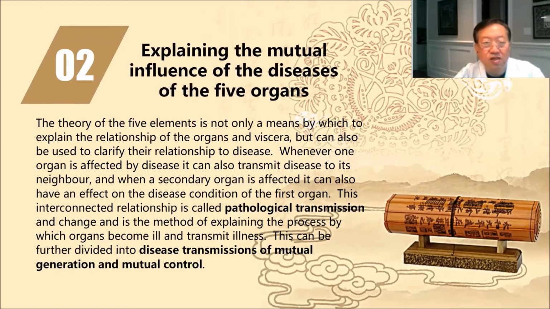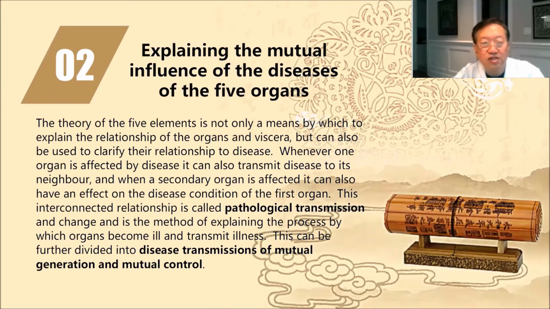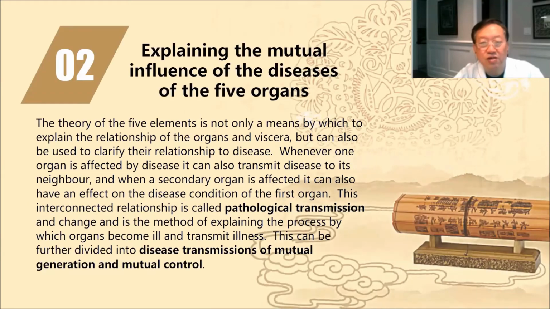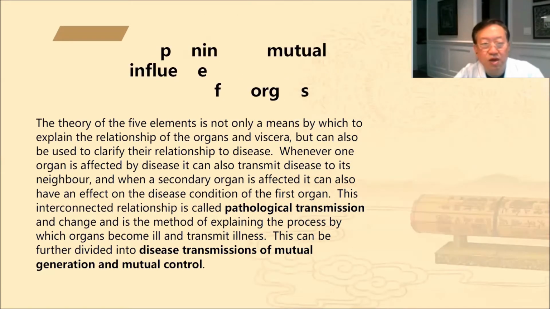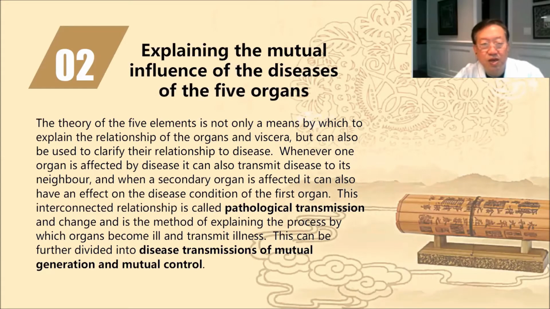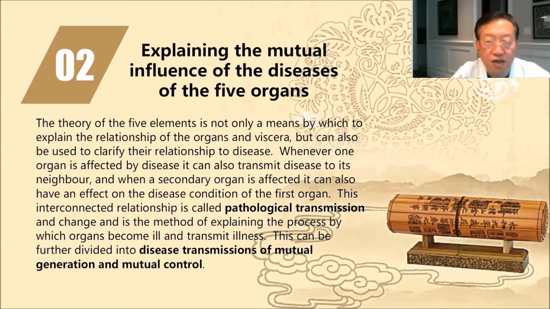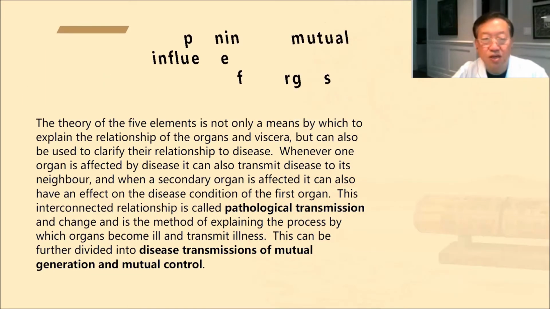Whenever one organ is affected by disease, it can also transmit disease to its neighbor. And when a secondary organ is affected, it can also have an effect on the disease condition of the first organ. This interconnected relationship is called pathological transformation and change, and is the method of explaining the process by which organs become ill and transmit disease. This can be further divided into disease transmission of mutual generation and mutual control.